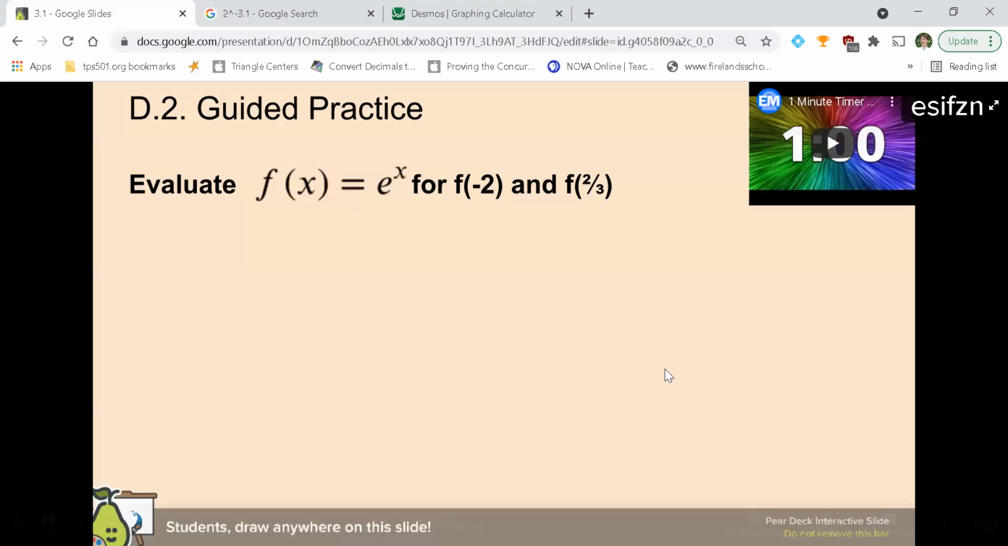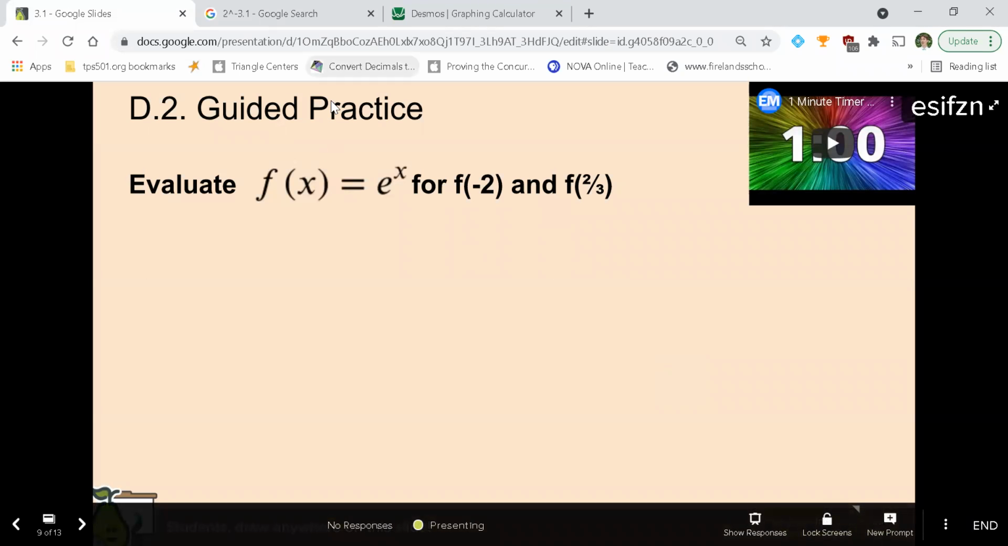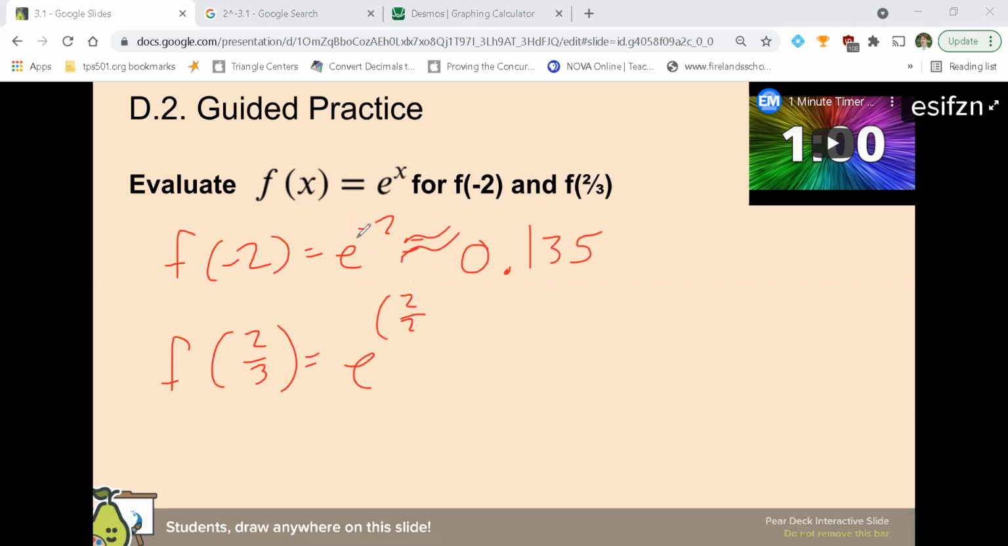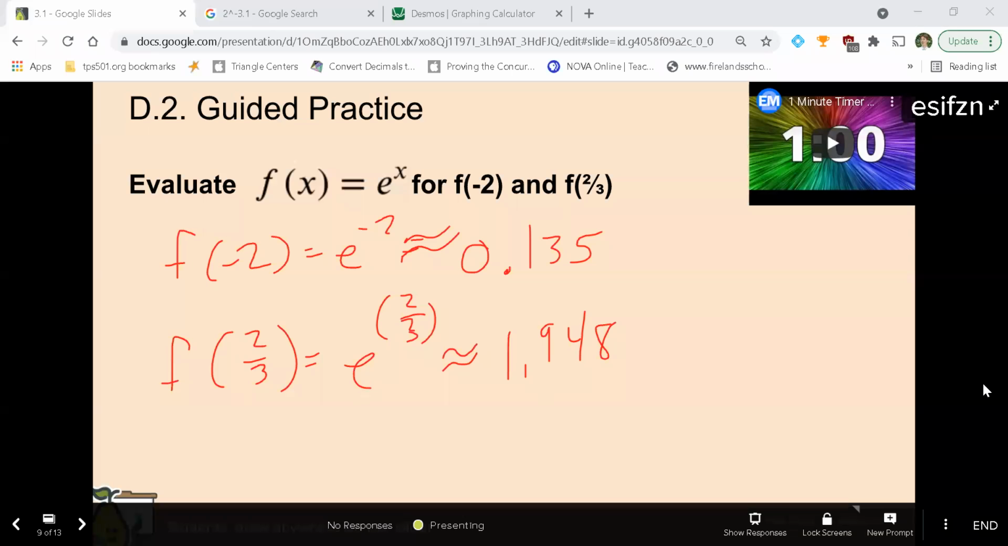All right. So again, f of -2 would be e to the -2, which is about 0.135, and f of 2/3 is e to the 2/3, which is about 1.948.